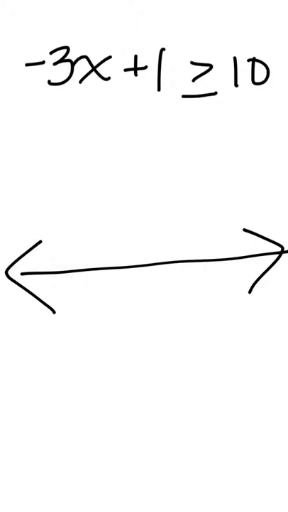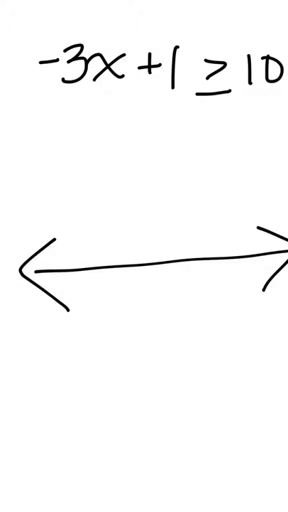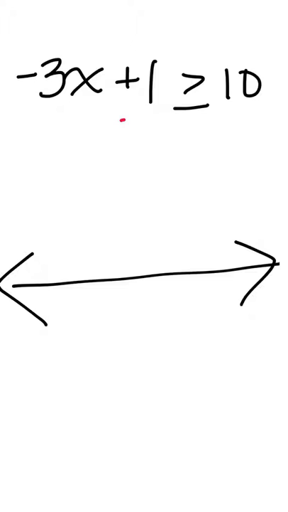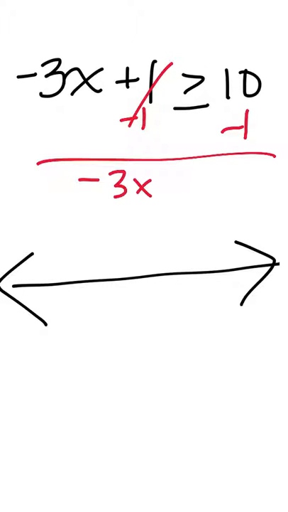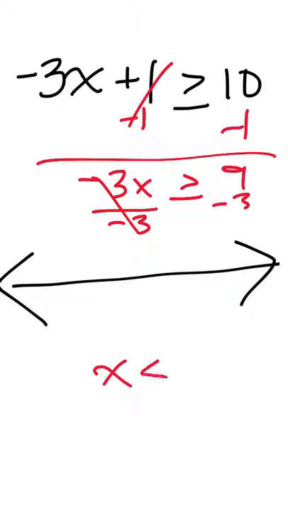So on this one, it's a two-step. So we have to start by subtracting 1 on both sides first. So then we would have negative 3x is greater than or equal to 9. Then divide by negative 3. And when we divide by a negative, we flip the sign. So in this case, x is going to be less than or equal to negative 3.